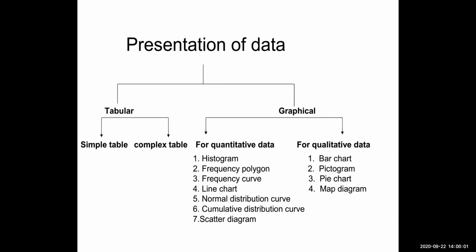So when we talk about quantitative data, it can be represented in graphical form, like let's say histogram or frequency polygon, frequency curve, line chart, normal distribution curve, cumulative distribution curve, or scattered diagram. And when we talk about qualitative data, it can be presented in the form of graphs like bar chart, pictogram, pie chart, or map diagram.